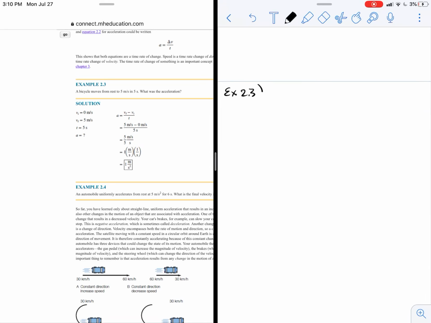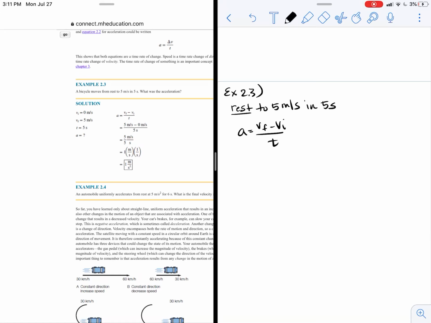So example 2.3, it says a bicycle moves from rest, that's important, to 5 meters per second in 5 seconds. What was the acceleration? Okay, so fortunately it says what is the acceleration, and we look through our equations and we say, okay, we've got one of those equations for acceleration right there. All right, so final velocity minus initial velocity.